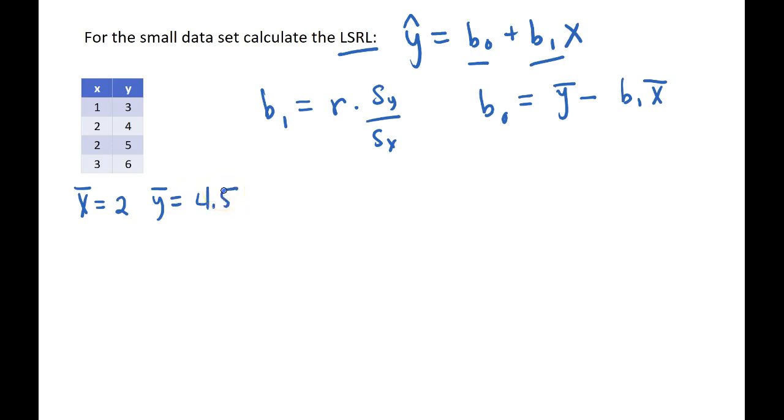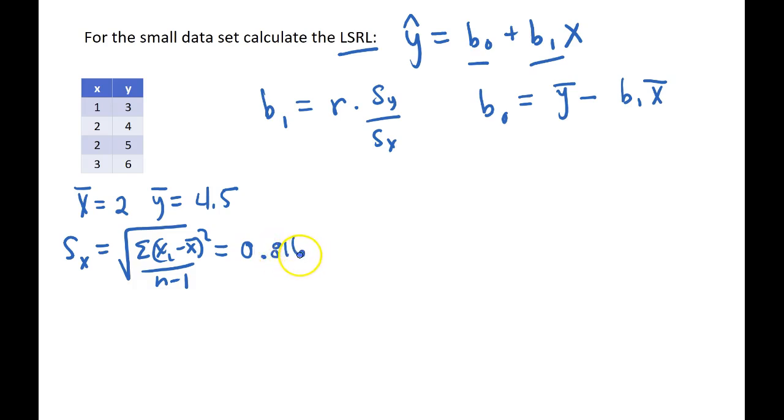And we can also calculate the sample standard deviation. So s of x, if we wanted to calculate this by hand, would be the square root of the summation of each observation minus its mean, squared, divided by n minus 1. I'm not going to do that here, but you can do it if you'd like. So s of x, I've already done it, is equal to 0.816.